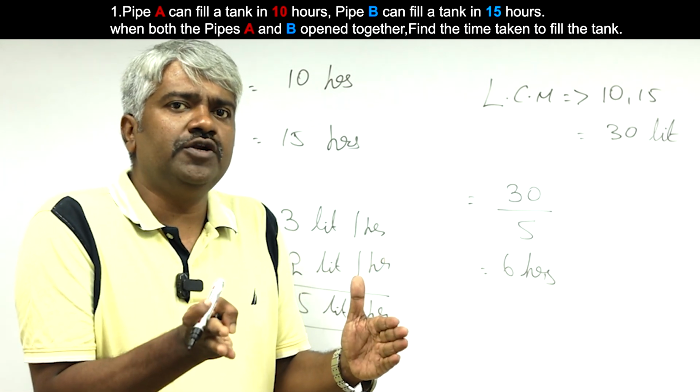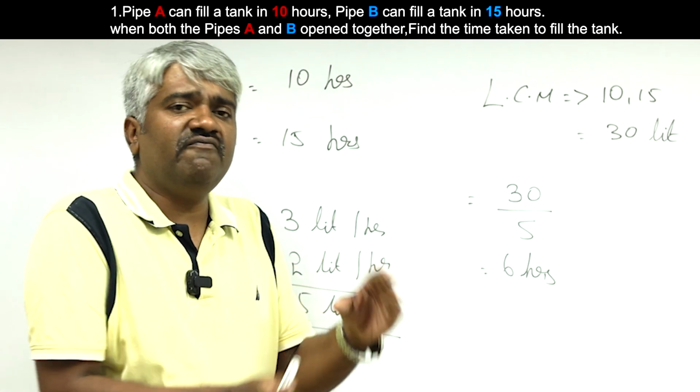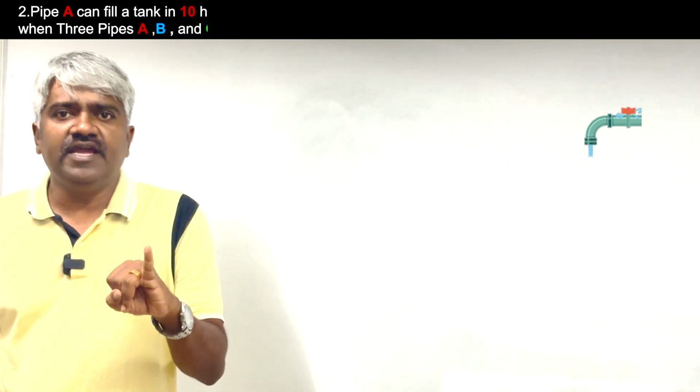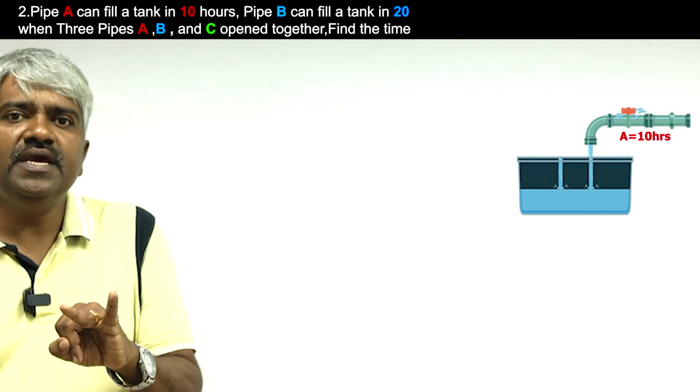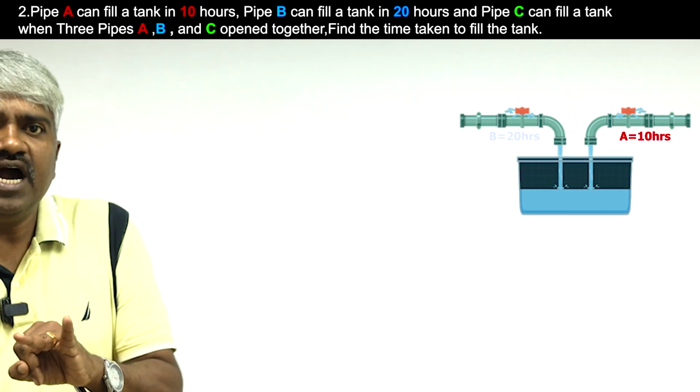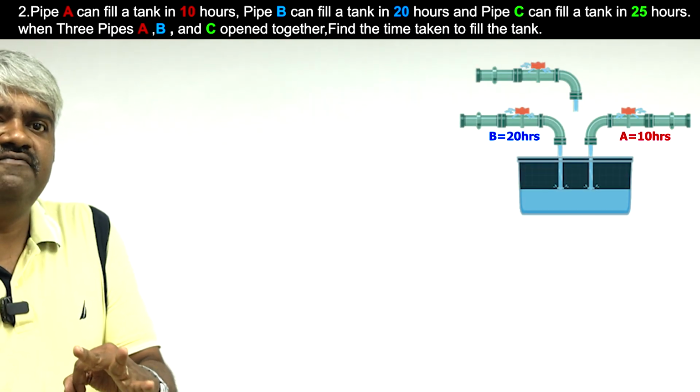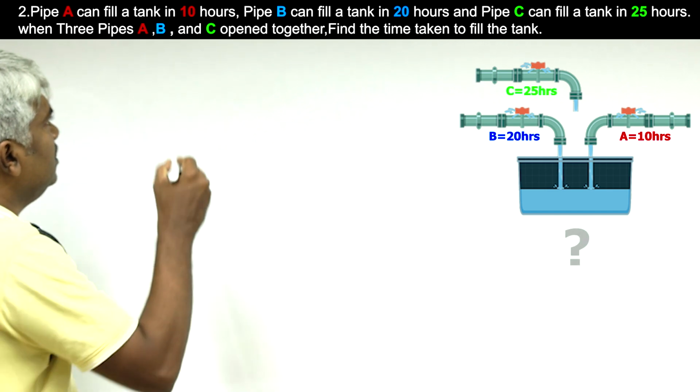That is, now we are going to solve a similar type of problem when 3 pipes are open together. Let's discuss the second question. In this question, we are going to deal with 3 pipes in the tank, right? That is pipe A, pipe B and pipe C. The question is, pipe A can fill the tank in 10 hours, pipe B can fill the tank in 20 hours and pipe C can fill the tank in 25 hours, right?